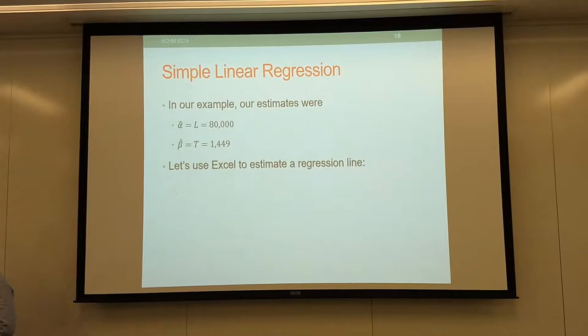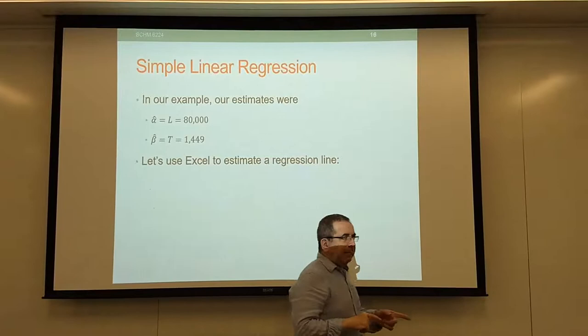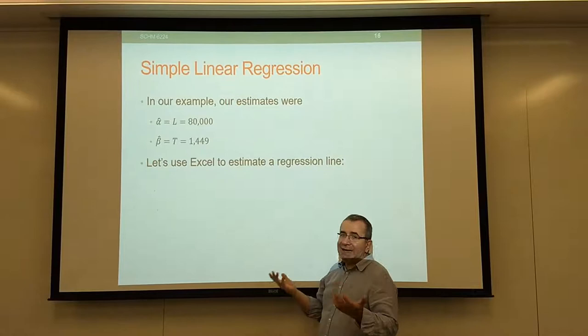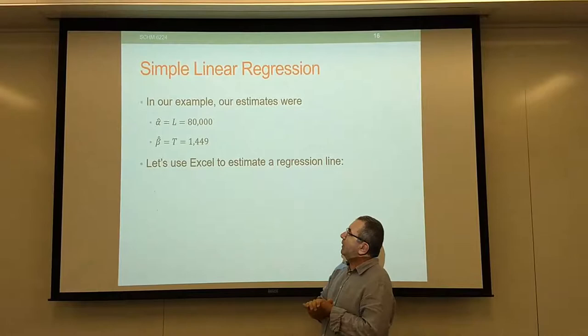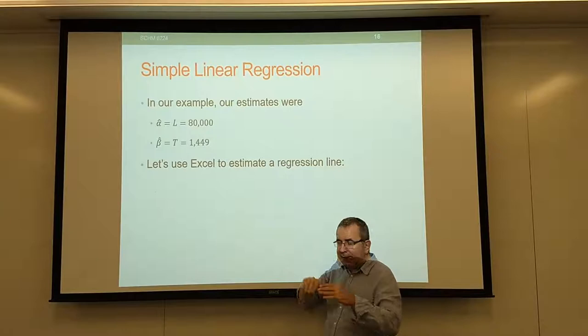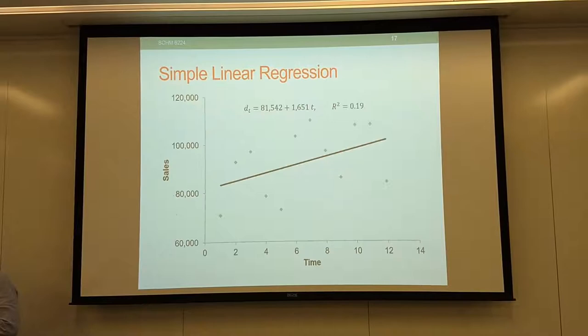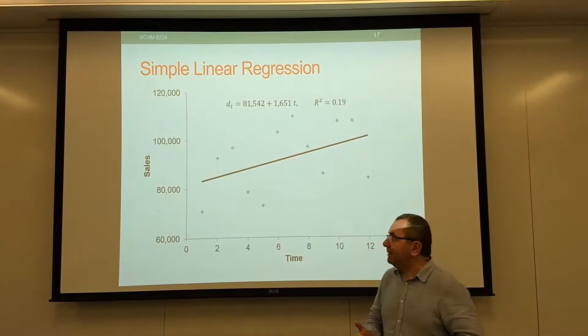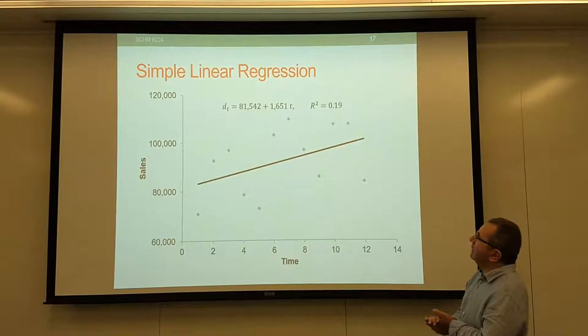Okay. So in the time series decomposition example, we said, okay, let's say alpha is 80,000, just by eyeballing, the slope 1,449. So if we use Excel, the regression model in Excel, to estimate a regression line, we get the following. Okay. So same data set, and Excel gives us this regression line.